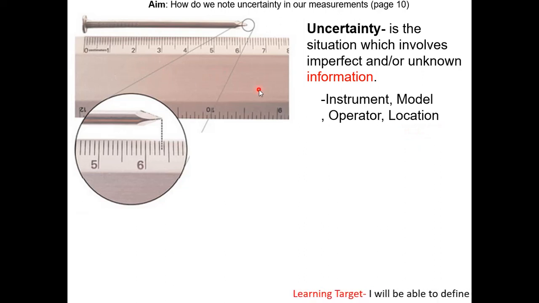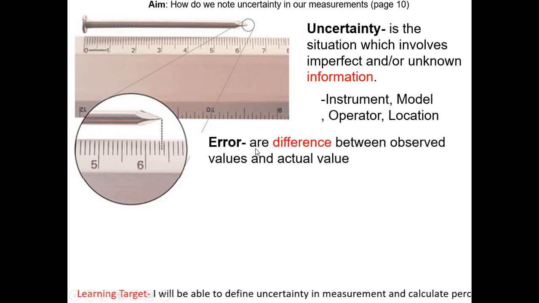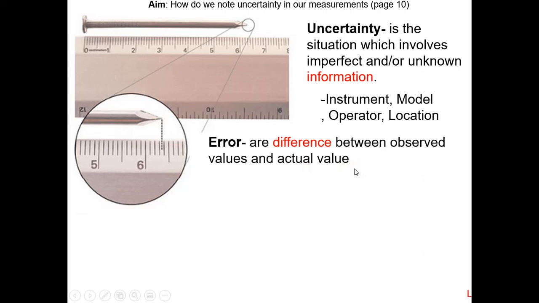Notice with this ruler measuring a nail that the nail is between these two lines, right? So you have to guess the final place value, which causes uncertainty. If you had a better instrument, for example, a better ruler with more lines, you'll get a better measurement. So this contributes to error, which is the difference between the observed value and the actual value.